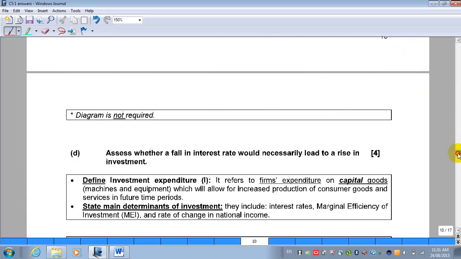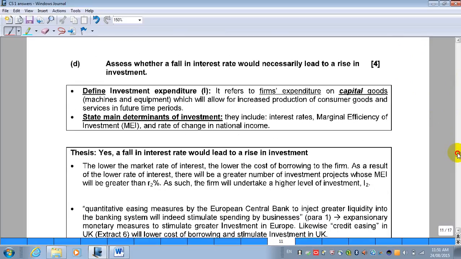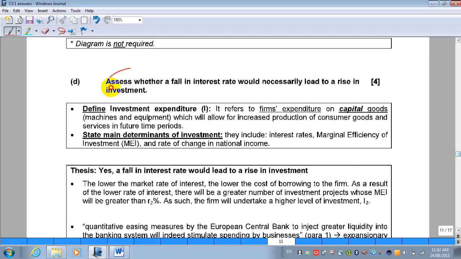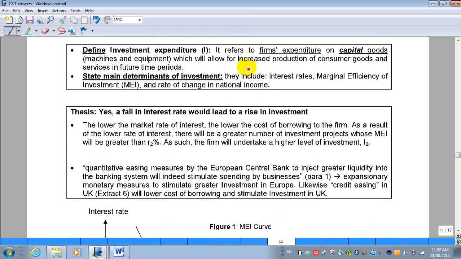Should not be used because of all these problems. Now, next, part D: assess whether a fall in interest rate would necessarily lead to a rise in investments. Assess means you need to give me two sides. Assess whether, I repeat, you definitely must give me two sides. And this part was not good.